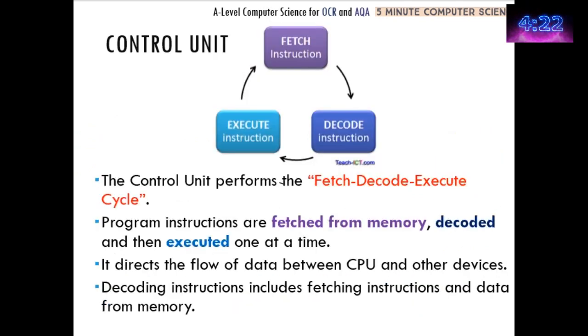Now, this is part of a concept called the fetch execute cycle. The idea behind this is that data is fetched from memory or from the hard drive. It's then decoded and then it's executed. So once that execution has taken place, the cycle starts again. The next bit of code or the next instructions are fetched, decoded and executed. So the control unit performs this process. It's responsible for collecting that data and then decoding and executing and working with all the other components.